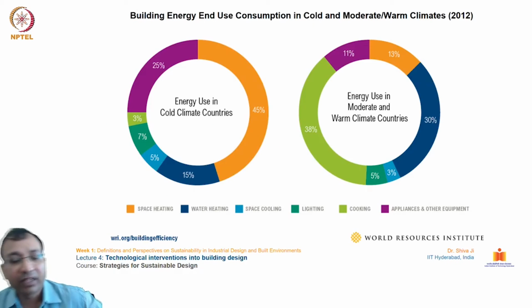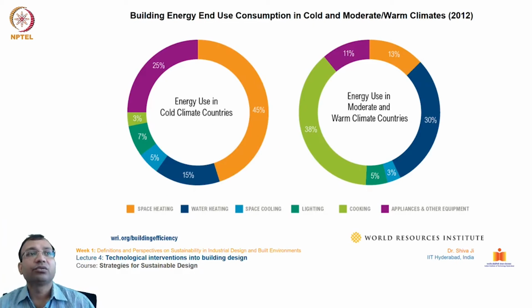Here, on this chart, I think we are coming towards the end of this lecture. This chart provides the building energy end use consumption in cold and in moderate or warm climates. This is from the year 2012. The first circle talks about around 45% for heating spaces, the energy used in the cold climate countries. On the right side it talks about the energy used in the warm countries.